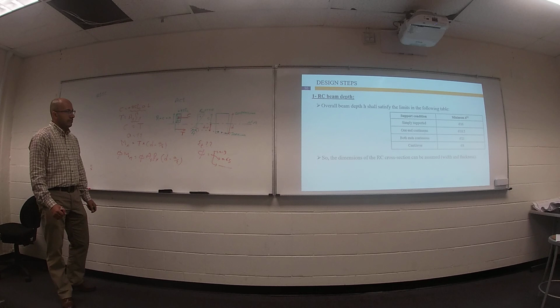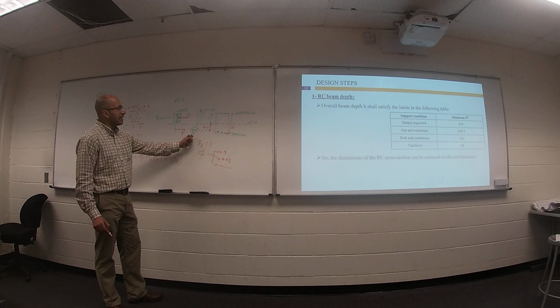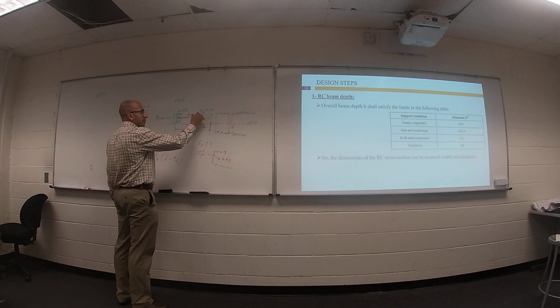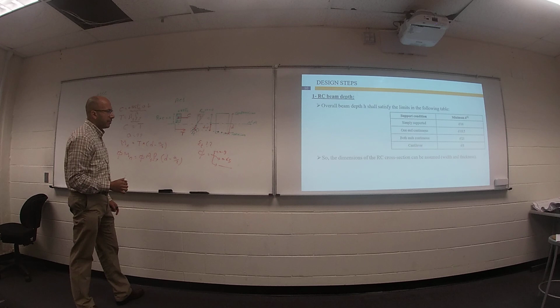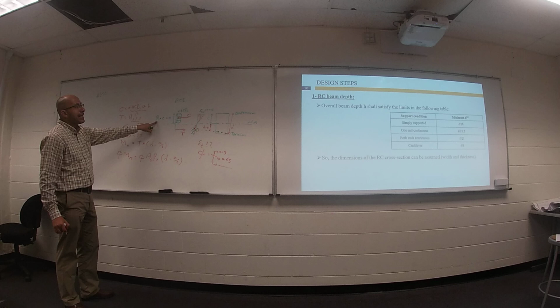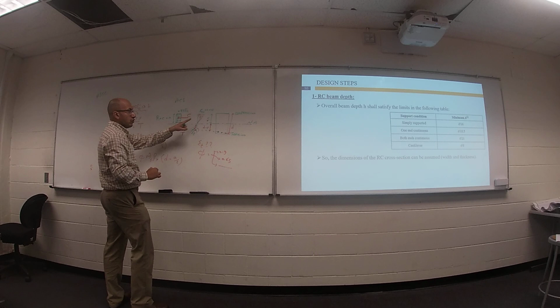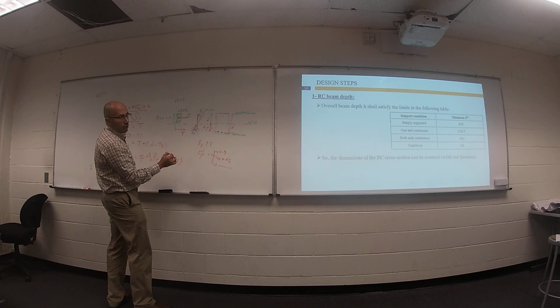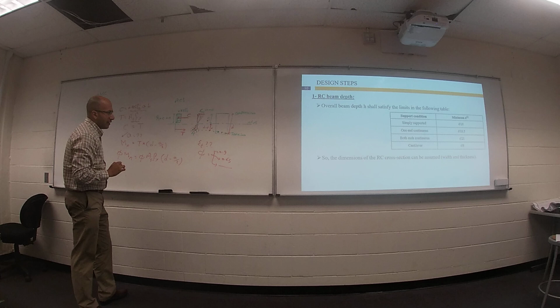Anybody can tell me how I can get the epsilon t strain in the steel reinforcement? Yes, use triangle similarities between this triangle and this triangle. Remember, you already get a. Once you get a, and beta 1 is given, or you can figure it out, I can get the distance c. You know c, I can get d minus c. So these distances are known, and this value is 0.003 according to ACI. So I can figure out the value of epsilon tension.